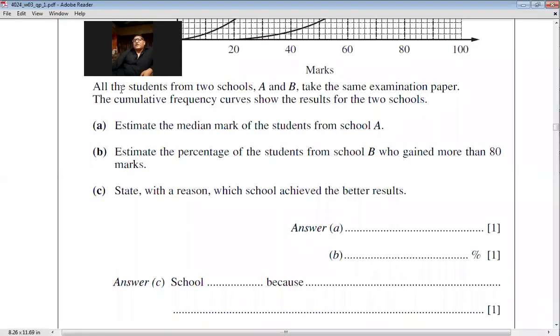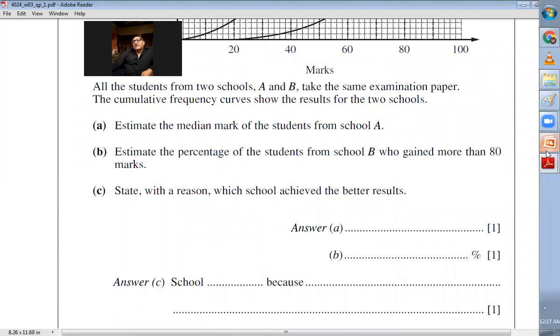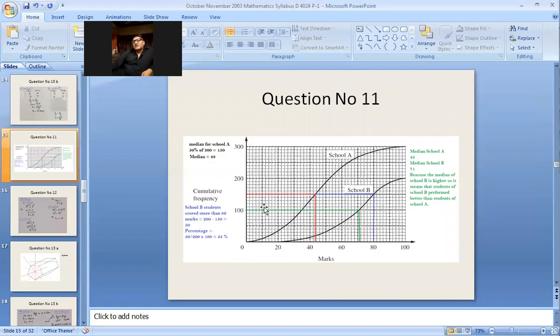The next part, C part, is state with the reason which school achieved the better result. So I can tell this. The median for the school A is 40 something, and the median for the school B, that will be at 100, and that value is 70 something. So I have noted it down.